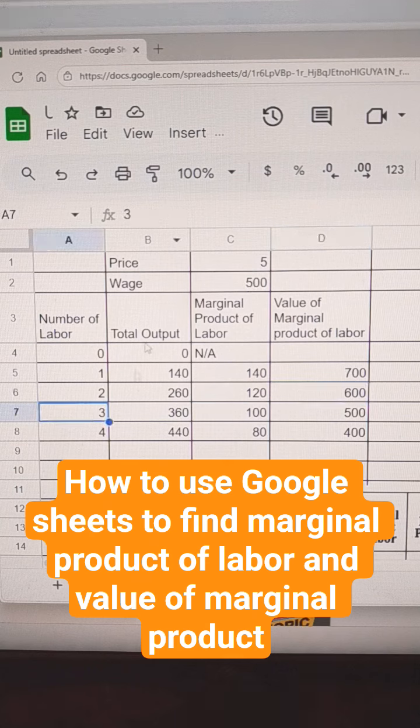I do want the third worker because that's the last worker where the value of the marginal product equals the wage, but I don't want the fourth worker. So I want 3 workers in this production function with that price and that wage.